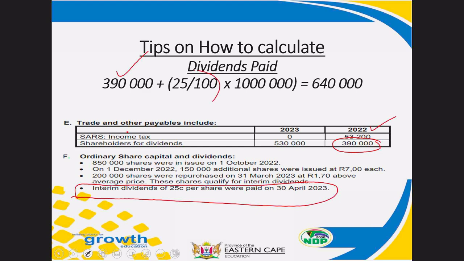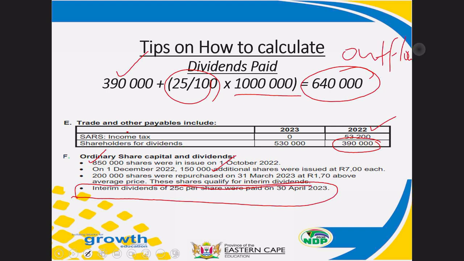Therefore, I put 25 over 100 there to indicate the dividend itself with 1,000,000 shares. 1,000,000 shares comes from the 850 at the beginning plus the 150 additional shares. Also, there were repurchases made, but they said these shares qualify for what? For interim dividends. Therefore, you cannot subtract them. And that's how you get the answer of 640. This is an outflow. Therefore, it normally is a negative.